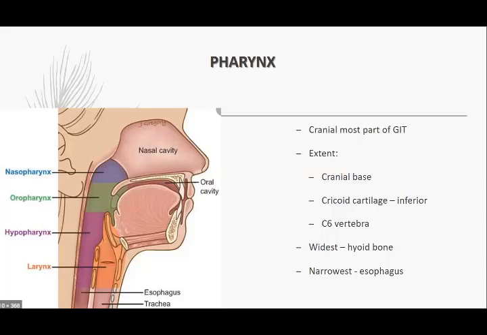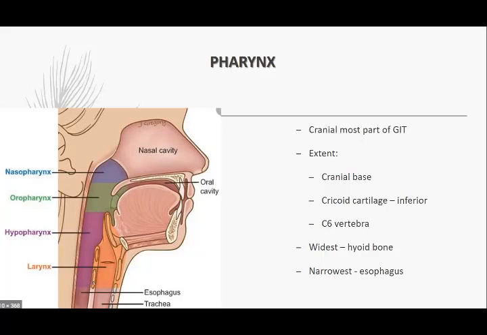Pharynx is the cranial most part of the GI, gastrointestinal tract. The cranial most part is the pharynx. This is the pharynx. Where does it extend from? From the base of skull, the base of occiput. Starting from the base of skull, it goes down to the cricoid cartilage.